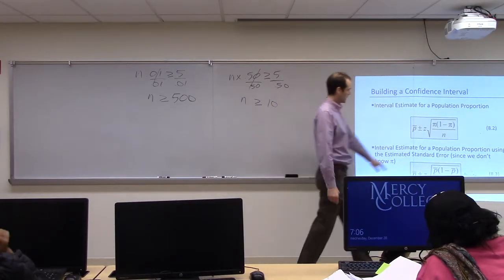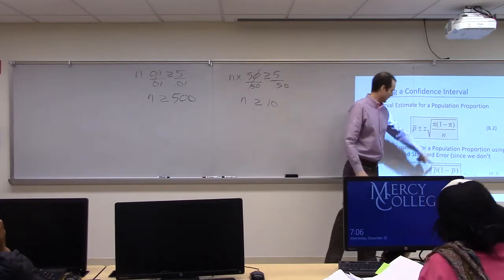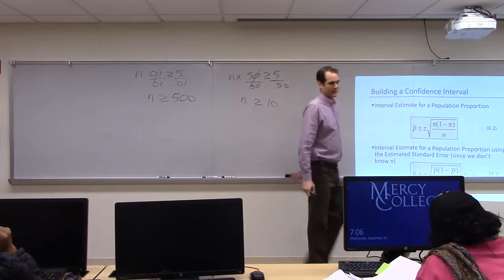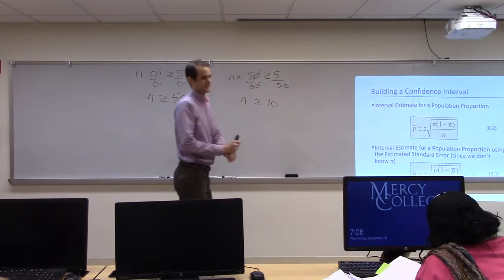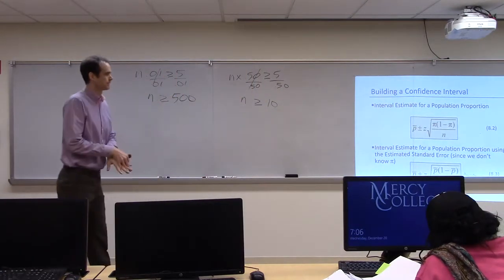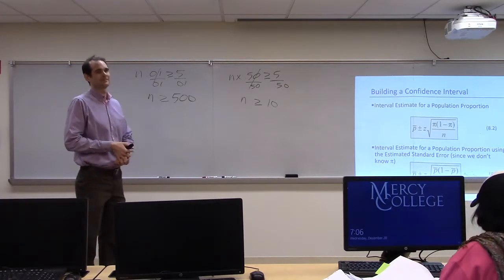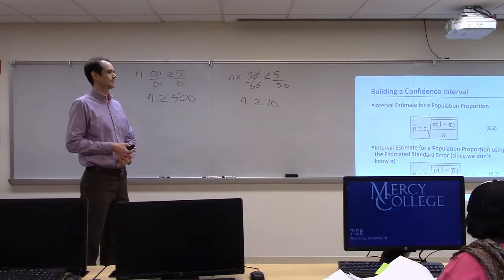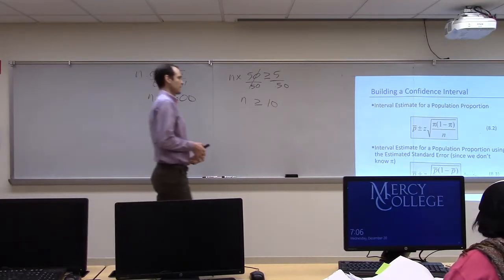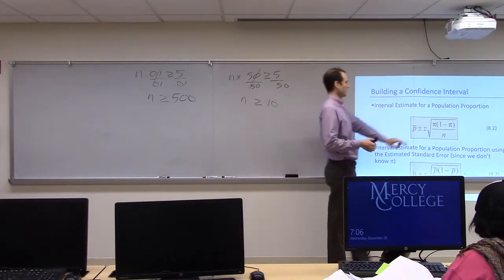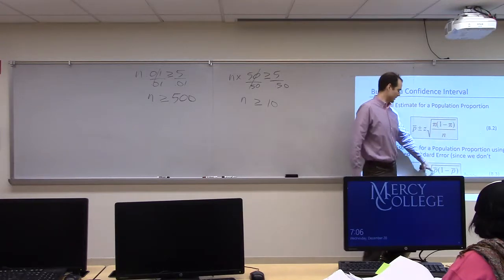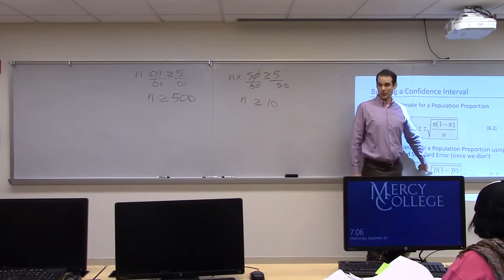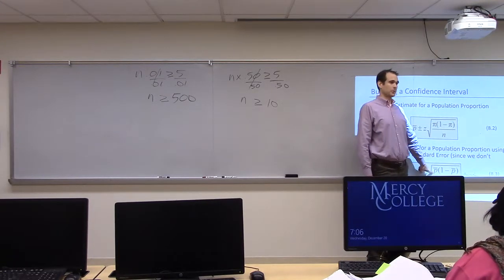Can you see that on your slides? It's just the same thing with the P with the bar overhead substituted in. Since we do not know the true population proportion, we substitute in the sample proportion that we find in our sample.